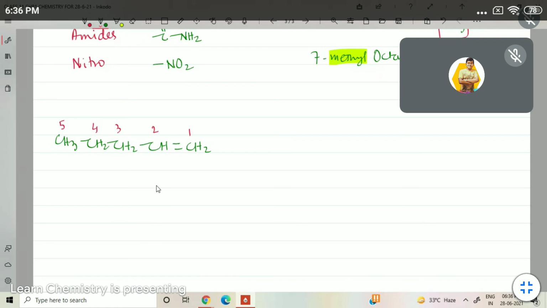Now what is the name? What is the name? Prop 1 ene. Why ene? Because it's an alkene. Sorry, not prop. It will be pent. 5 carbons, right? Pent 1 ene. Understood? Because this is alkene.